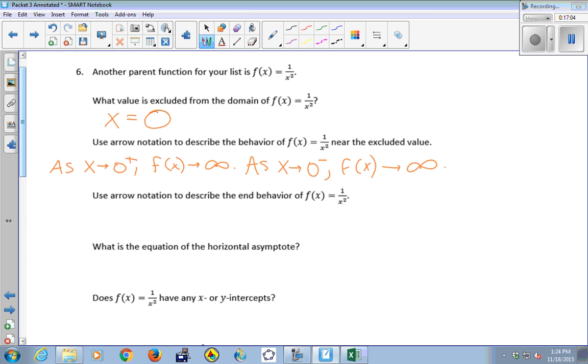All right, let's look at the end behavior. What happens as x gets really big as opposed to really small, which was what I did last time? If you plug a big number into the denominator of 1 over something really big, it is really small, right? So f of x is going to approach 0.